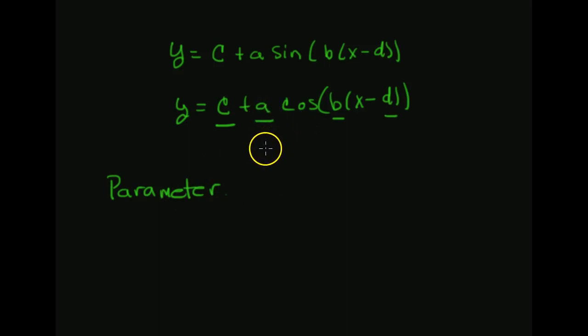A controls what we're going to call the amplitude. B controls the period of the curve. C controls a vertical shift up and down. D is going to control a horizontal shift left and right. In order to demonstrate this, we're going to switch over and take a look at Desmos because it's a pretty good graphing tool and it gives us some idea of the pictures here.